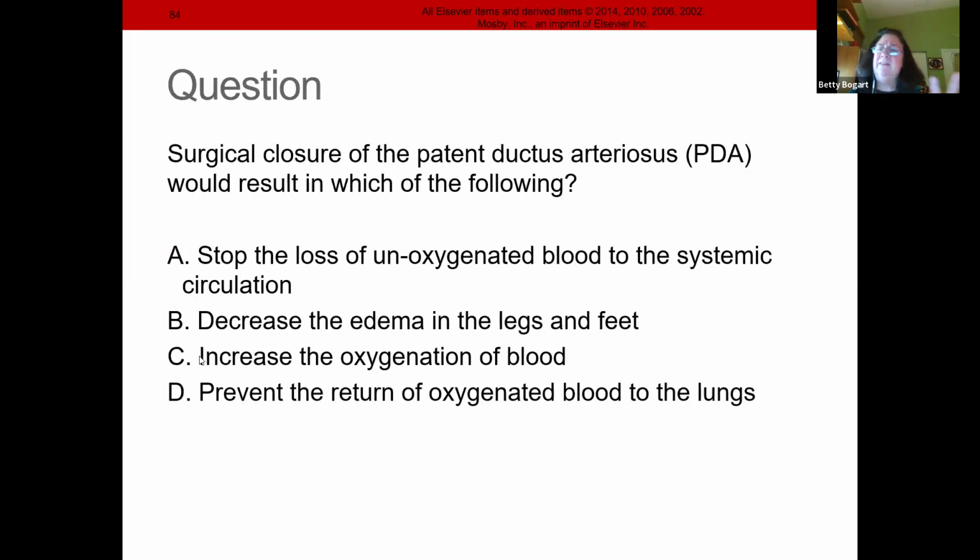So remember that duct that connected the pulmonary artery to the aorta, that fetal circulation? If you were to close that, what would happen? Anybody know? Blood is flowing from the lungs into the aorta and from the aorta into the lungs, depending on the beat of the heart. So if we stopped it, what would it do? It's closed. There would be no exchange, right? So it would stop the return of the oxygenated blood.